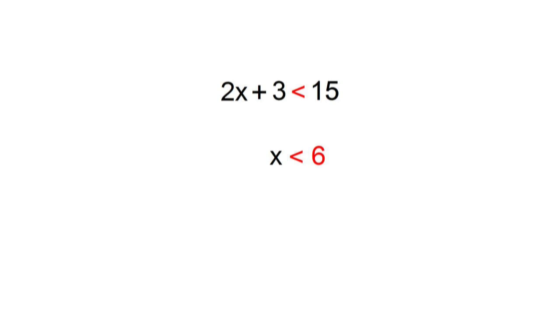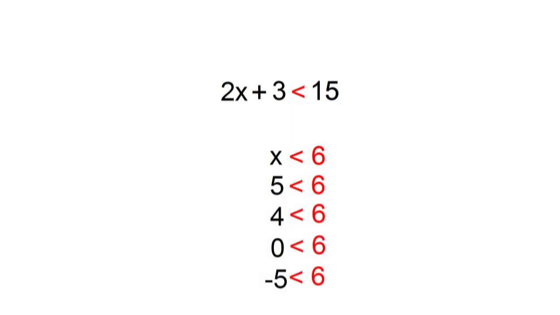What are some numbers that will work? 5, 4, 0, minus 5 are all less than 6. Plug one in and check it out. Let's try 4. When I plug 4 in and do the arithmetic on the left side, 2 times 4 is 8, and 8 plus 3 is 11. You can see that 11 is less than 15. So the truth of the original statement is correct for x equal to 4. The truth statement will always be maintained as long as I always choose my x values less than 6.